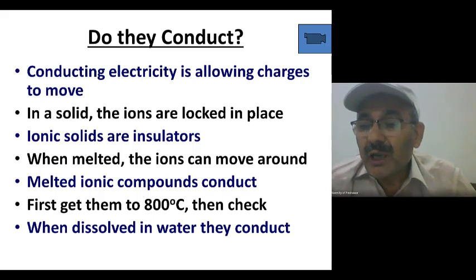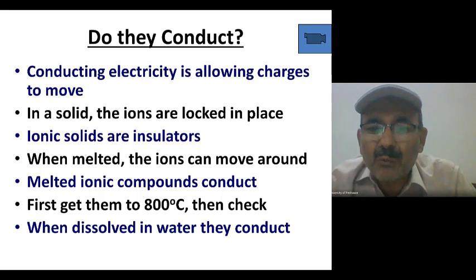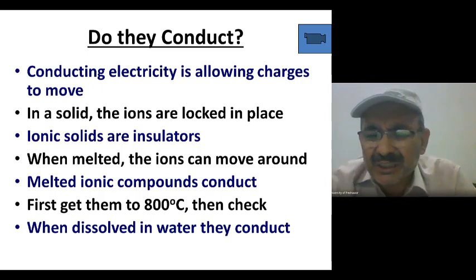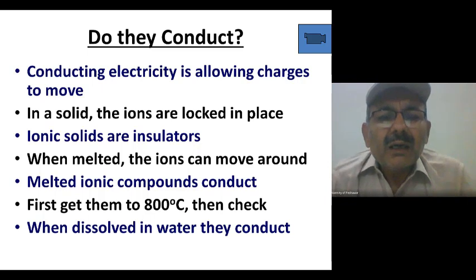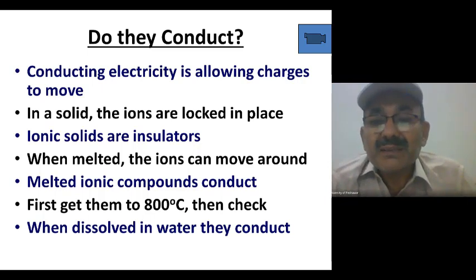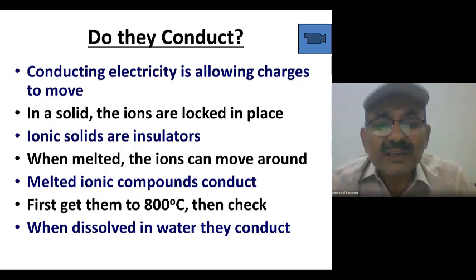So when you think of conduction, don't think of the electrical wiring, but think about the atomic structure, the type of bonding inside the material, whether it will be a conducting material or not. Conducting electricity is allowing charges to move. In a solid, the ions are locked in place because of bonds, as I told you. Ionic solids are insulators because there are no electrons to be easily moved around to conduct electricity. So they don't conduct electricity.